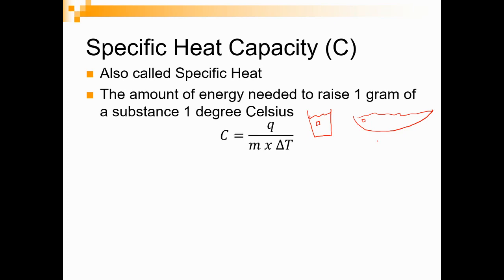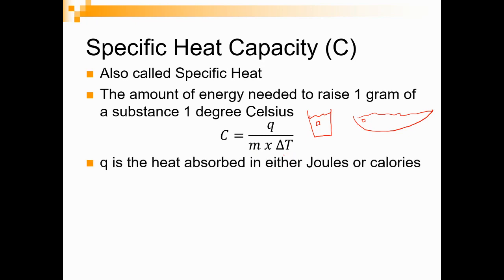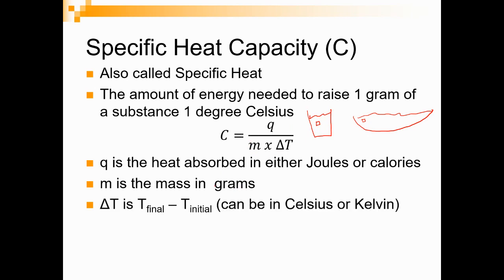So the formula for specific heat is C, which is the symbol for specific heat, equals Q, which is the symbol for heat, over M, which is mass, times delta T. Delta T stands for change in temperature. So let's make this explicit. Q is the heat absorbed in joules or calories. In other words, when you put the heat into the water, how much heat does it take to raise that many grams of the substance? So M is mass. It must be in grams.